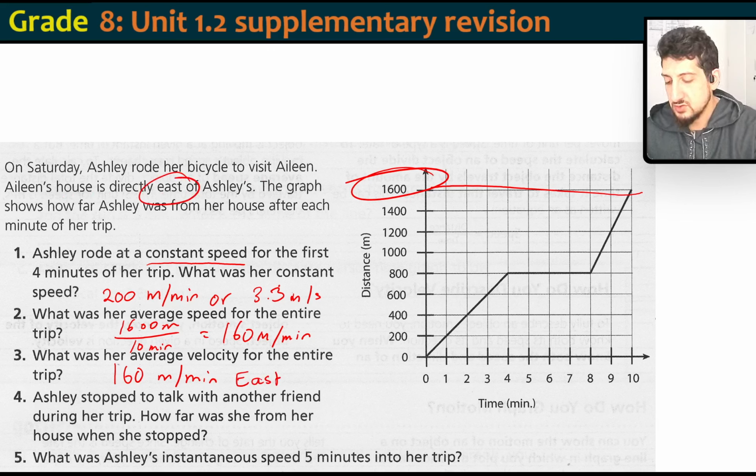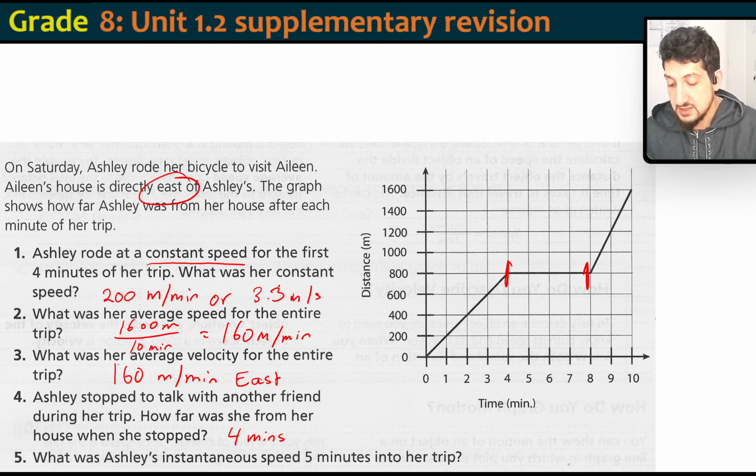Ashley stopped to talk with another friend during her trip. How far was she from her house when she stopped? Well, let's see. Where was the moment on the graph where Ashley stopped? You can see she's going at a constant speed here. Then she stops for a while. Then she continues moving. So this is the moment here where she stops, between 4 minutes and 8 minutes. So she stops for 4 minutes, doesn't she?